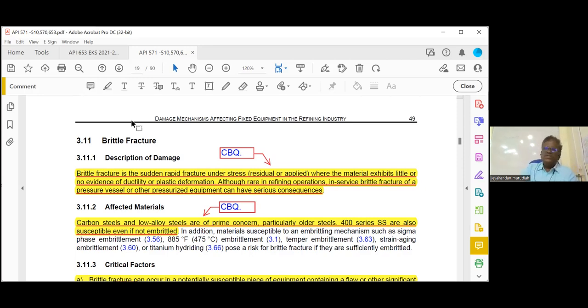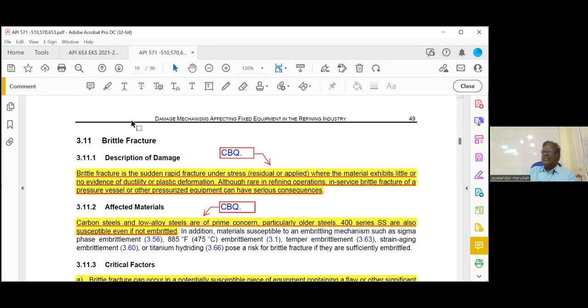Point number 1, page number 49: brittle fracture is sudden rapid failure without plastic deformation. You remember the tank we studied in 653, the exemption curves: below half an inch it will not fail brittlely, above 60 degrees Fahrenheit it will not fail brittlely. What is the membrane stress required? 7,000 psi for brittle fracture, all these things. That is the definition of brittle fracture.